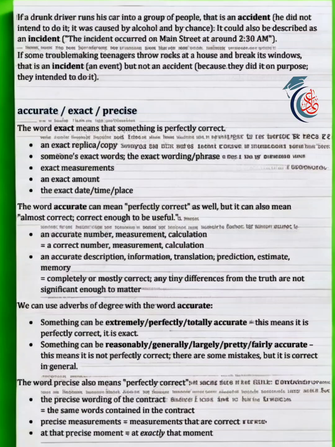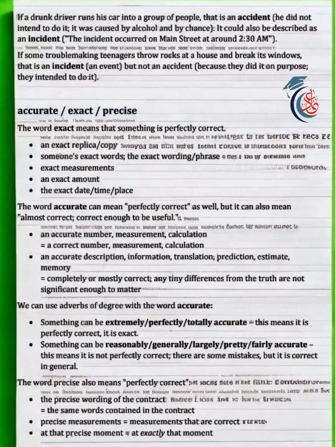Accurate, exact, precise. The word exact means that something is perfectly correct. Someone's exact words, the exact wording of a phrase. An exact replica, copy. Exact measurements. An exact amount. The exact date, time and place. The word accurate can mean perfectly correct as well, but it can also mean almost correct, correct enough to be useful. An accurate number, measurement, calculation equals a correct number, measurement, calculation.